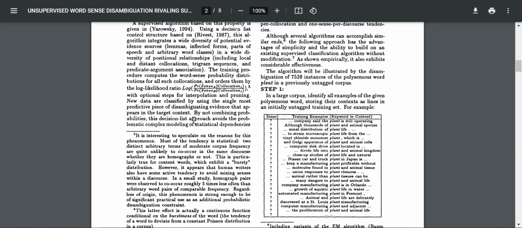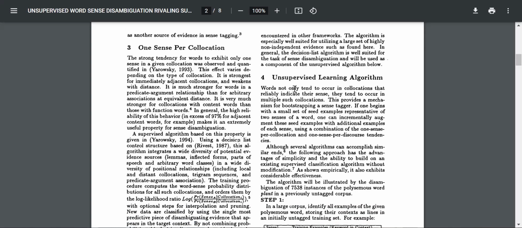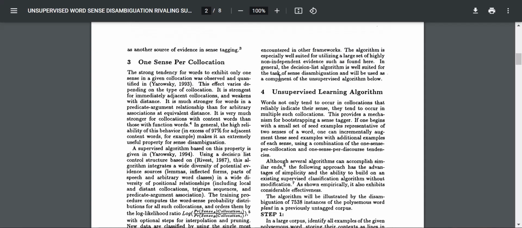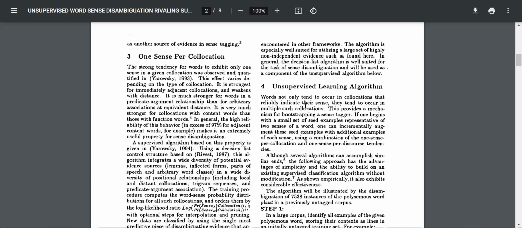By not combining probabilities, the decision list approach avoids the problematic complex modeling of statistical dependencies encountered in other frameworks. The algorithm is especially well suited for utilizing a large set of highly non-independent evidence such as found here. In general, the decision list algorithm is well suited for the task of sense disambiguation and will be used as a component of the unsupervised algorithm below. So they've just described what the supervised algorithm was doing, and now they're establishing why these two properties make sense, and how they're going to describe how it's being utilized in the unsupervised learning algorithm.